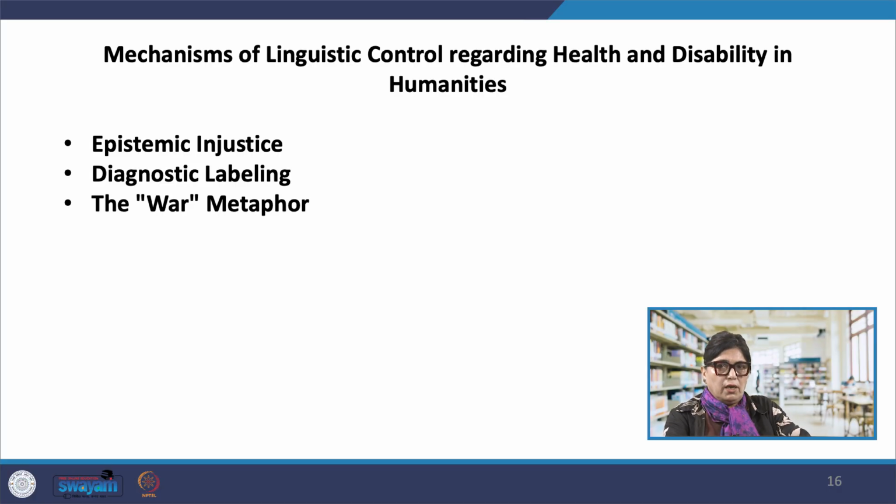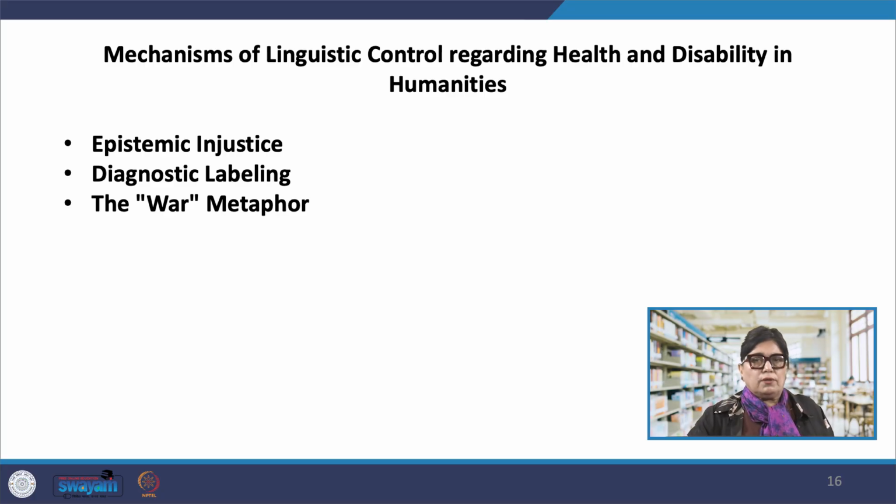Diagnostic labeling: to name a condition is to possess power over it. Biomedical discourse dictates what is considered a normal body or mind and what is classified as a pathology or disorder. These linguistic boundaries directly influence legal rights, insurance coverage, and social stigma.